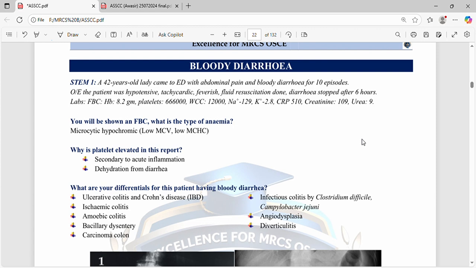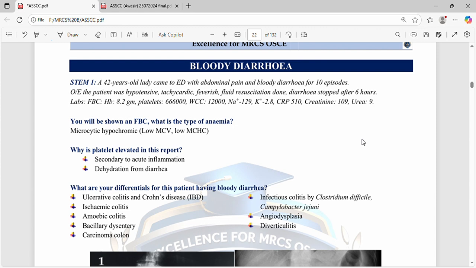And labs are HB 8.2, platelets 66000, WBC is 12,000, sodium 129, potassium 2.8, CRP 510, creatinine 109, and urea is 9. You will be shown a full blood count. What is the type of anemia?